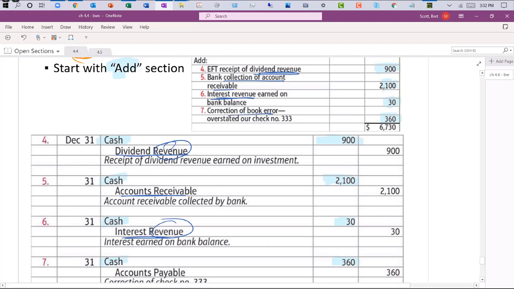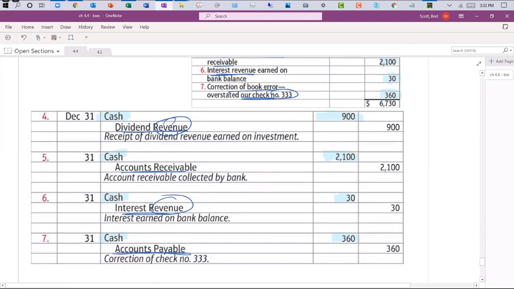There's a correction of a book error. In this case, let's go down to the bottom here. Assume that what we paid off, we had over debited accounts payable. We need to adjust that backwards. So we're essentially reversing out the over crediting of cash by doing this adjustment here. Just plug that sucker in there.